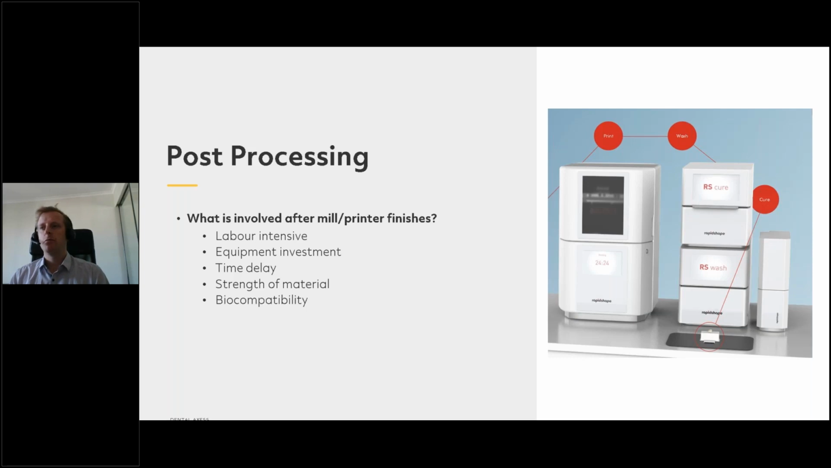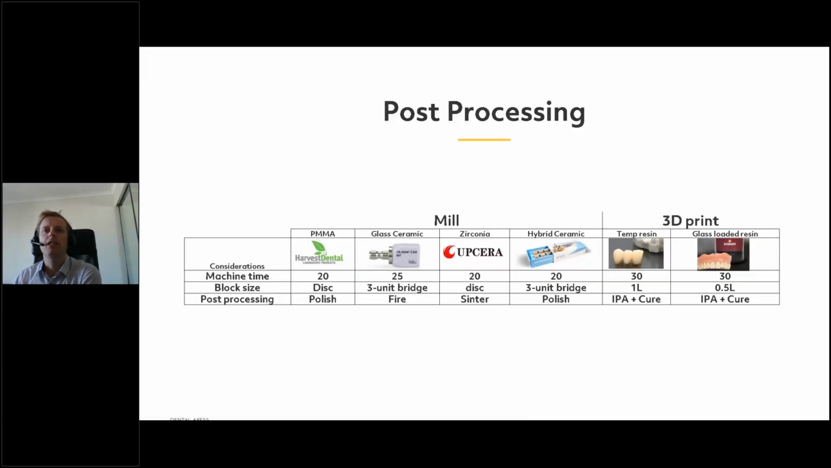What about the strength of the material? Is printing better than milling? What about biocompatibility? Some 3D printed materials are only biocompatible if you follow a very strict routine as to your post-processing. So it's good to think about not just the print or mill on its own, but what happens afterwards? What extra time does that add to it? Just to have a quick summary of all these things, I've done a little table here just showing some examples of materials that you could mill or 3D print.